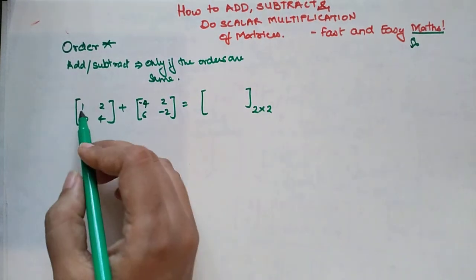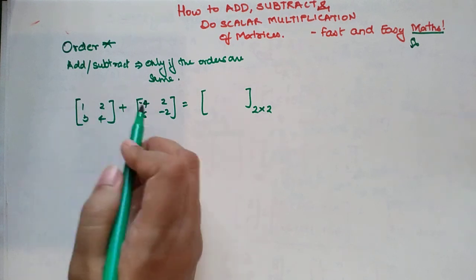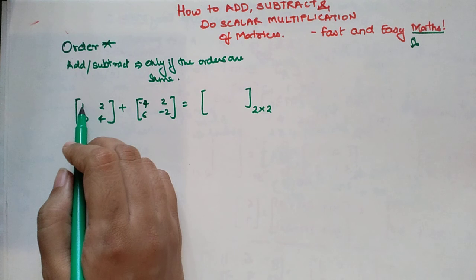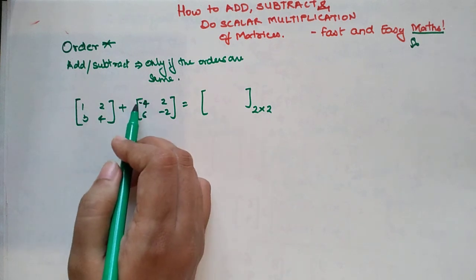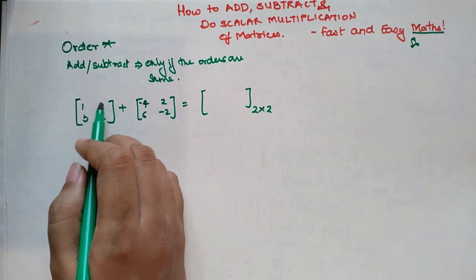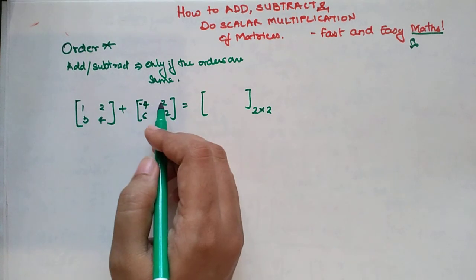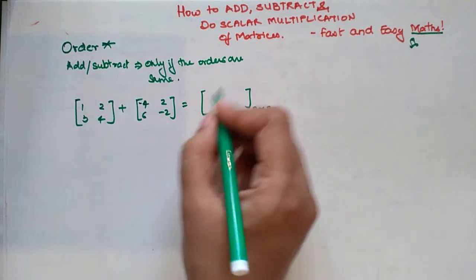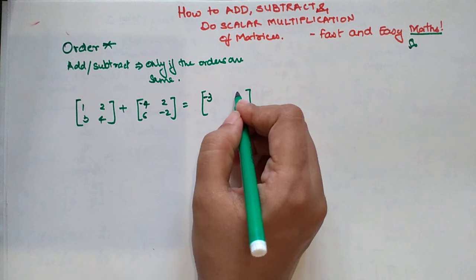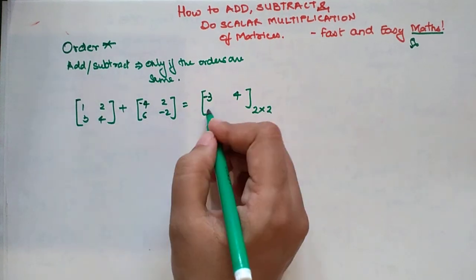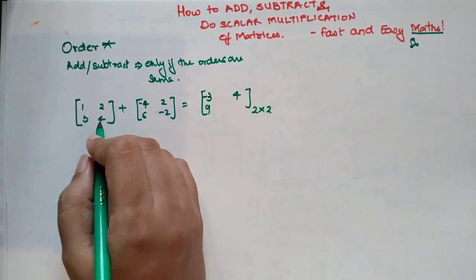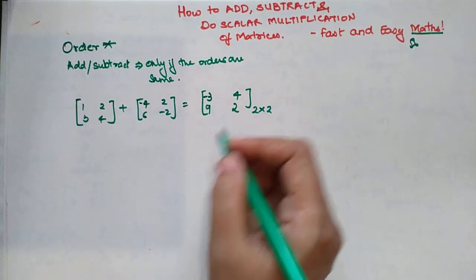Okay, so what you need to do is just add the corresponding places. The first element of the first row and the first column will get added to the first element over here. Similarly, the second element of the first row and the second column will get added to this element. So 1 minus 4 gets you minus 3, 2 plus 2 gets you 4, 3 plus 6 gets you 9, and 4 plus minus 2 gets you 2.